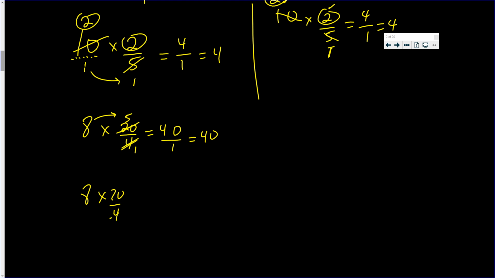Fine. You can say 4 goes into 8 2 times. Or 4 goes into both of those numbers 1 time and 2 times. You multiply the top numbers, you get 40 over 1. Or, if you like putting the 1 here, 1 times 1, which is 1. Either way, you get 40.